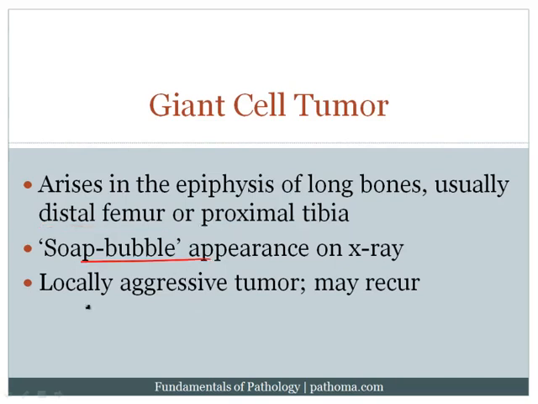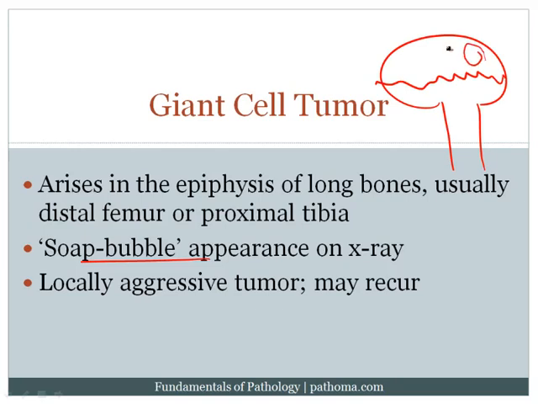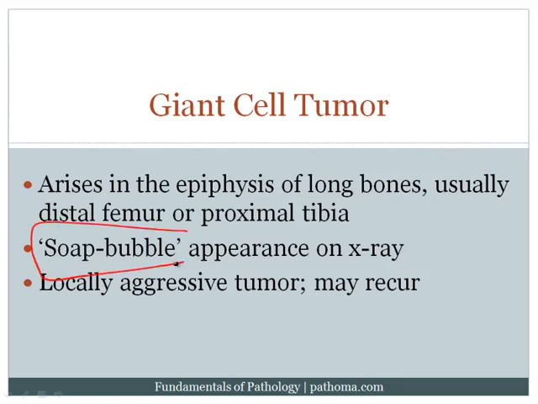Now on x-ray you'll see something called the soap bubble appearance, and the idea here is this is the diaphysis and then this is the metaphysis and up here is the epiphysis. You get the tumor growing, and in response to the tumor you get a little bit of reactive bone formation circling the tumor, and a bunch of these little areas of bone reacting against the tumor form, and so it produces these bubbles that look like soap bubbles in the epiphysis. So soap bubbles in the epiphysis is giant cell tumor of bone. This is a locally aggressive tumor that may recur.